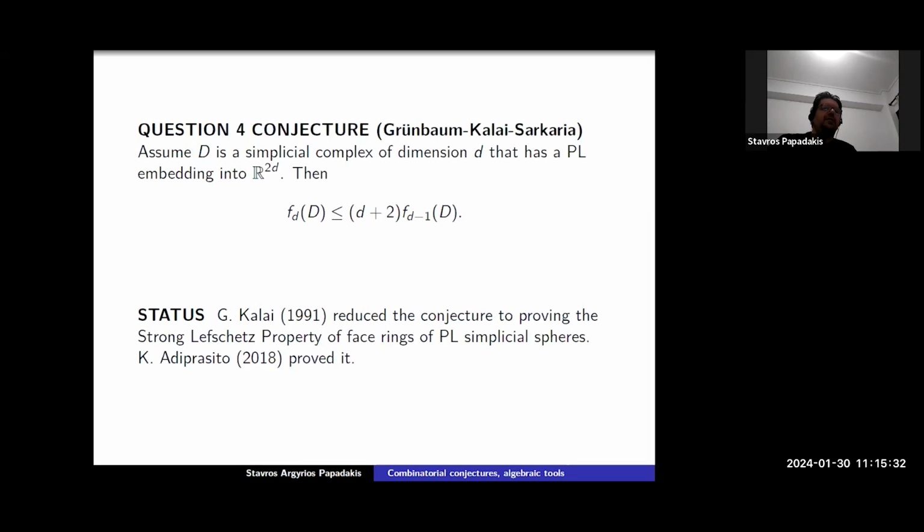The fourth question, which was known as a conjecture of Grünbaum, Kalai, and Sarkaria, was about a bound on the number of d-faces of a simplicial complex that has a PL embedding into the space R^2d. PL embedding means that there is a simplicial complex which is a subdivision of D, such that the embedding is affine linear on each simplex of the subdivision.